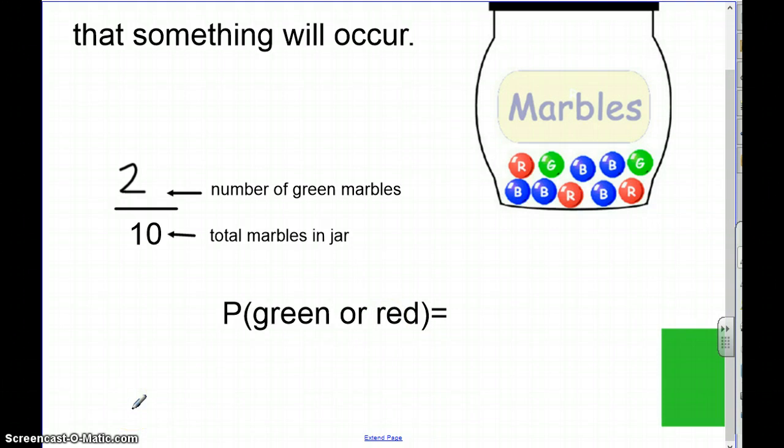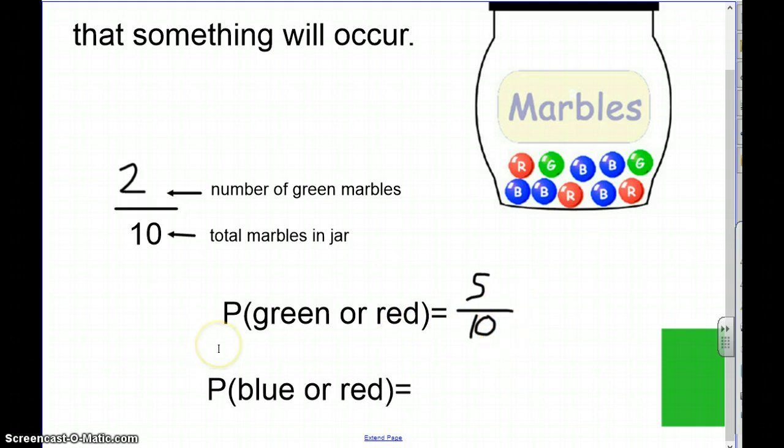Sometimes the question might ask us, what is the probability of drawing a green or a red? Okay, so in this case, we're going to be looking at 2 different color marbles. Well, on the bottom, we still put the total number of marbles in the jar, and that has not changed. There are still 10 marbles in the jar. So now we're going to count the green and the red together. So there are 1, 2, 3, 4, 5. So the chances, or the probability, of drawing green or red is 5 out of 10, or 5 tenths.